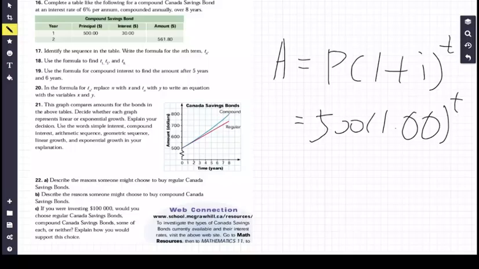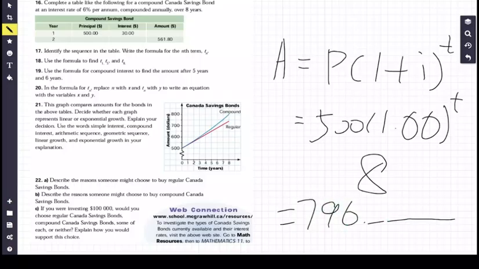So let's just do the 8th year. Let's go ahead and calculate that. 1.06 to the power of 8 multiplied by 500. You're gonna go ahead and get 796 point something. So it's gonna be the same thing as we got on Desmos.